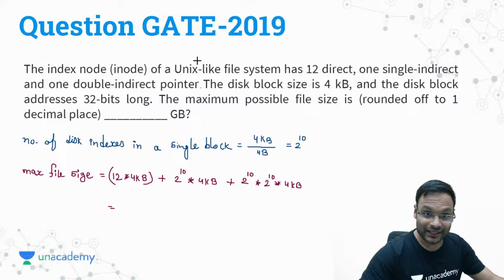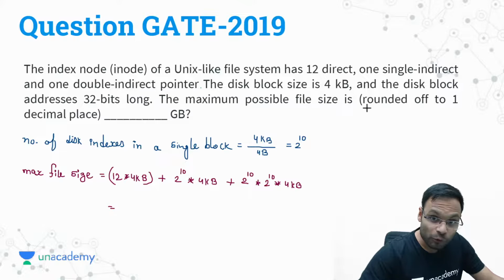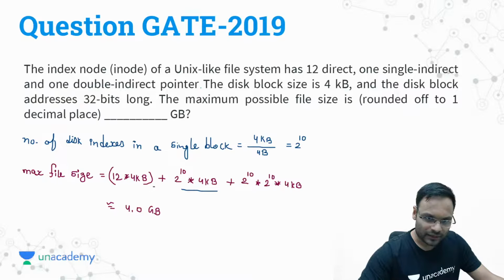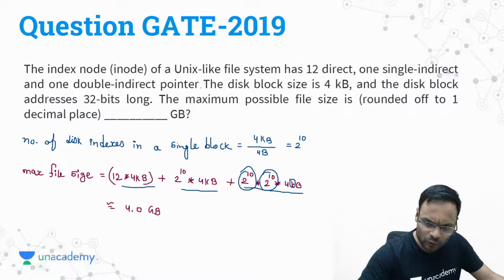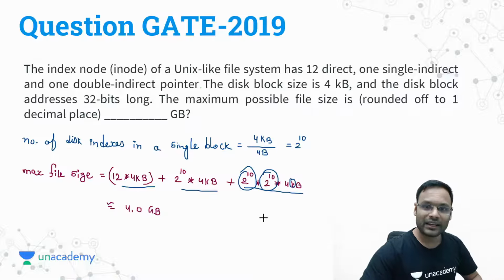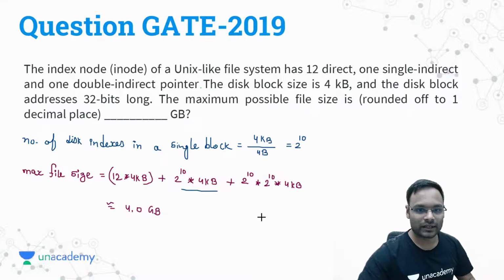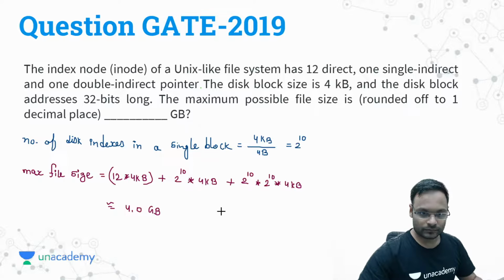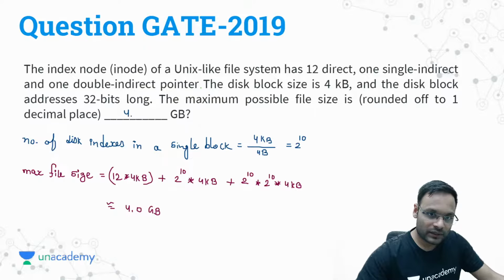When you calculate this, the answer is asked in GB rounded off to 1 decimal place, and you will get almost 4.0 GB. The remaining terms are very small in GB. This is the largest one: 2 power 10 into 2 power 10 into 2 power 10, that is 4 GB. Remaining things will be very, very small in terms of GB. So the answer will be 4.0 GB.